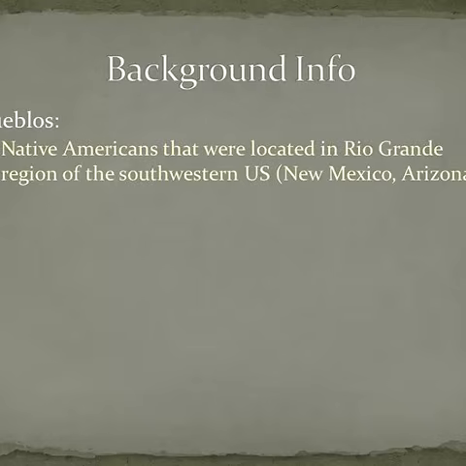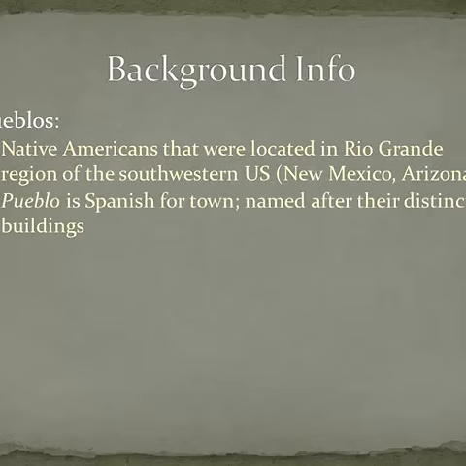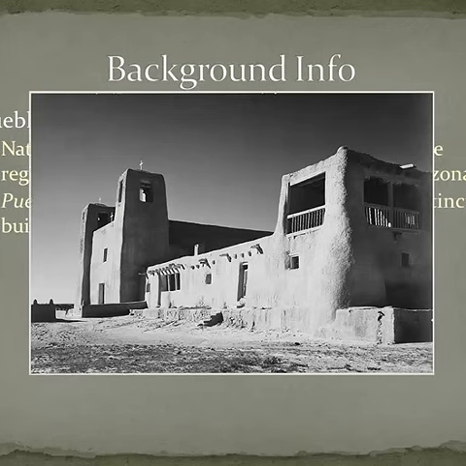The Pueblos were Native Americans that were located in the Rio Grande region of the southwestern United States, basically present-day New Mexico and Arizona. Pueblo in Spanish means town, and the people were named for their distinct buildings. And here is an example of a Pueblo building.